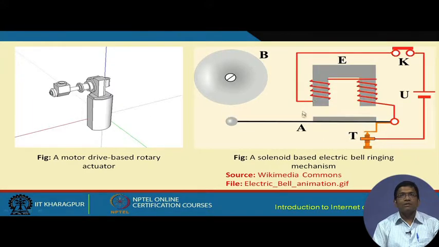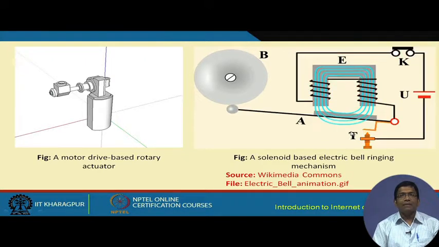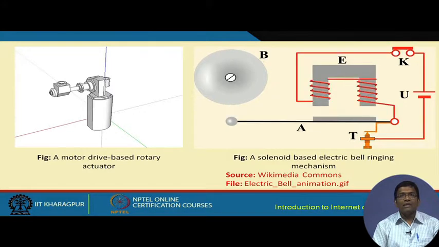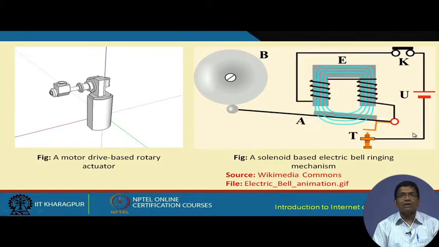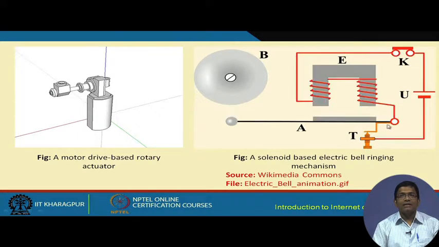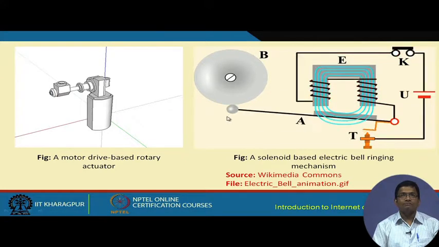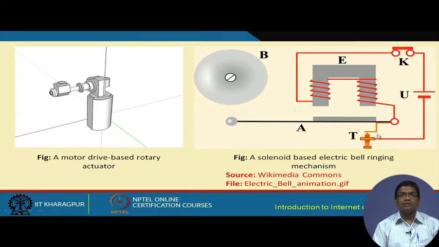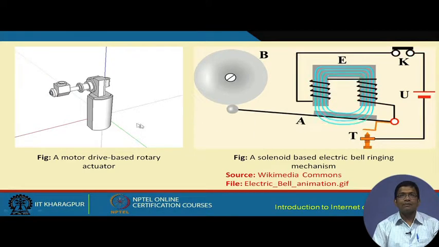In this animation, what you see is the functioning of an electric bell. An electric bell is an example of a solenoid based actuator. As you can see, once the bell is pressed, the connectivity is established, and then the electromagnetic field is generated, due to which the bell sounds. This is the way in which solenoid based electric bells function. So, these are two examples of electrical actuators.